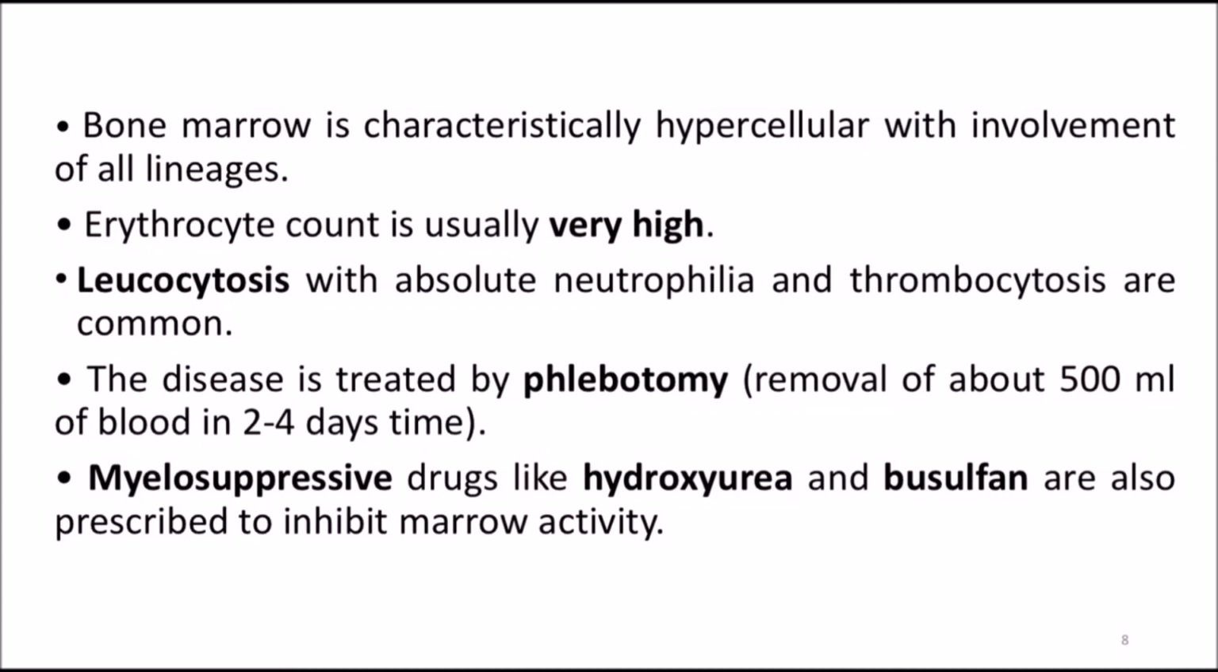This is all about polycythemia. Generally saying, polycythemia is the increase in the red cell count. You can see three types: primary polycythemia, secondary polycythemia, and apparent or relative polycythemia. There is mainly a condition known as polycythemia vera, a primary form of polycythemia, with an increase in the RBC count, an increase in the WBC count, mainly neutrophilia, and an increase in platelets, thrombocytosis. Phlebotomy is the treatment for polycythemia vera, and you can also use myelosuppressive drugs like hydroxyurea and busulfan. So that's all about polycythemia. Thank you.